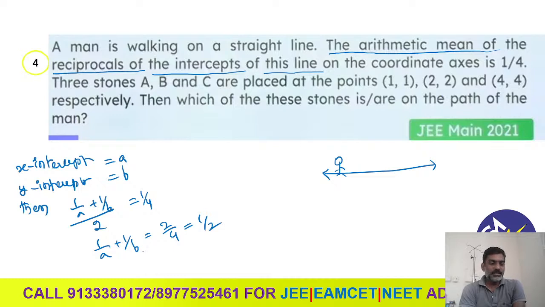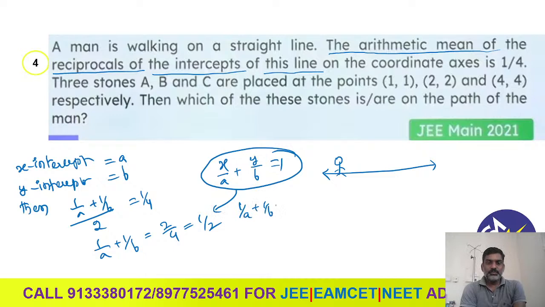Generally, when the intercepts are given, what is the equation of a straight line? X over a plus y over b is equal to 1. Suppose this is the line. So this line has the property. What is that property? 1 over a plus 1 over b is equal to 1 over 2. This is the property that line has.